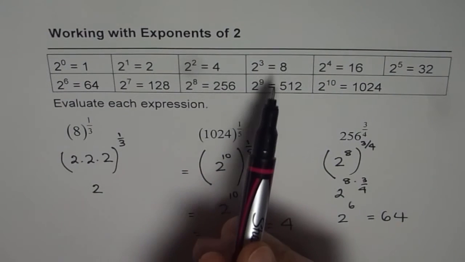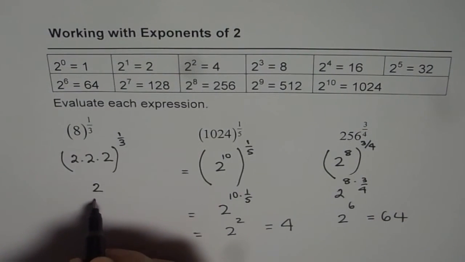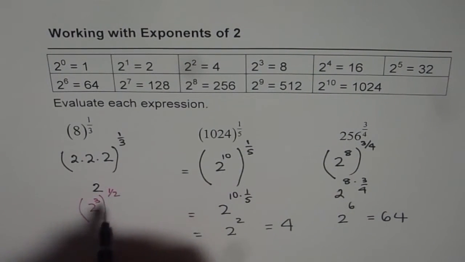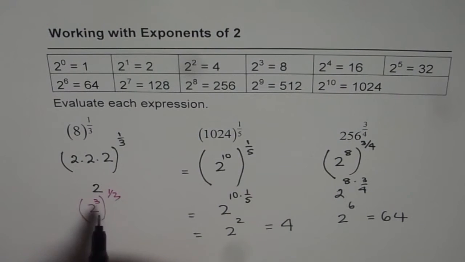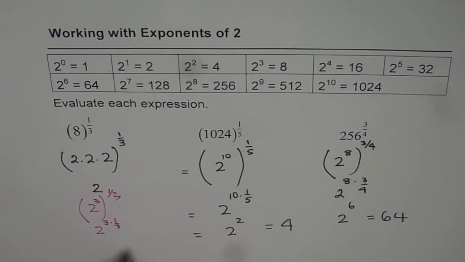8 you can write as 2 to the power of 3. So let me write 8 as 2 to the power of 3, and then we have 1 over 3. So 2 to the power of 3 to the power of 1 over 3 means 2 to the power of 3 times 1 over 3, which is indeed equal to 2 to the power of 1, that is 2. I hope you appreciate it and you understand what we are trying to do.